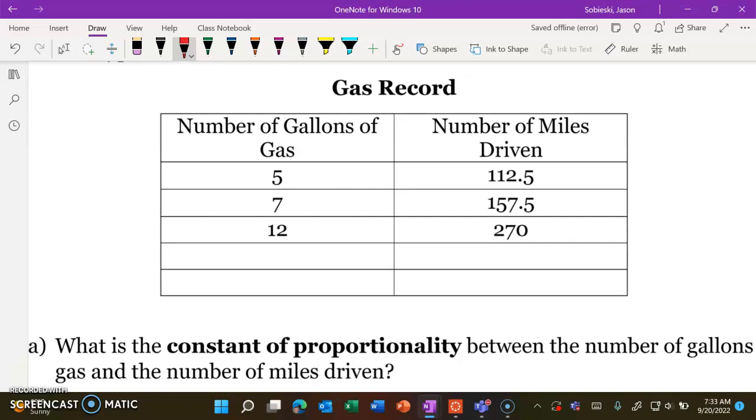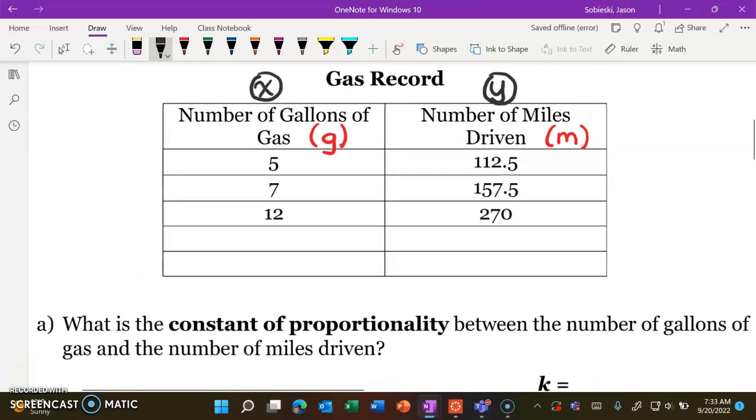On the left, we have gallons of gas. So maybe we'll call that with the variable G. And miles driven, maybe we'll use an M for that one. Okay? I will also include up top, just as a little reminder, the left column is always considered your X column, and the right is always considered your Y column, which we're going to need in a second.